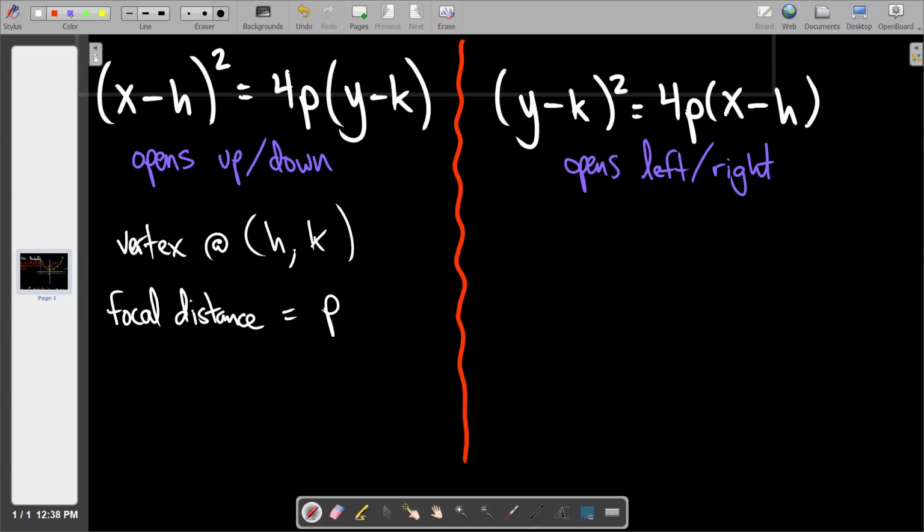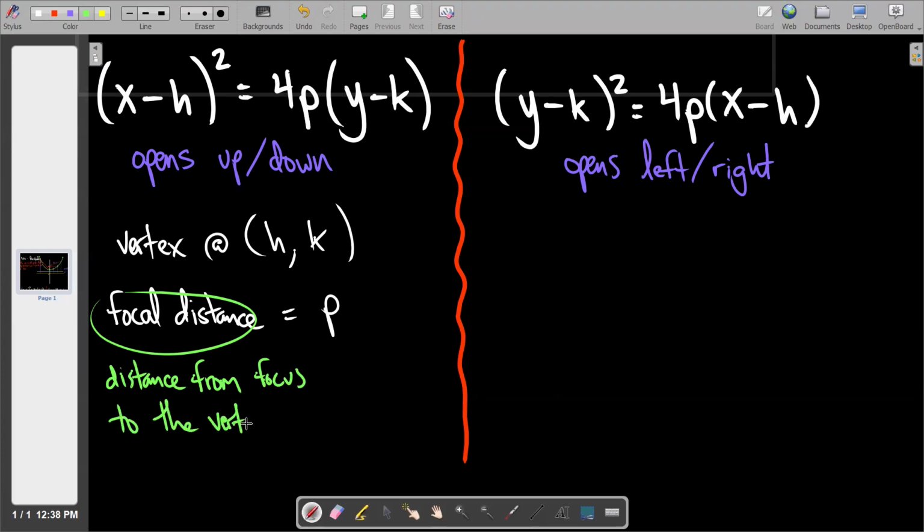And you'll probably want to know right now, what is this man talking about? What is the focal distance? That is the distance from the focus to the vertex. And I would have said the same thing. Based on what I've taught you so far, it feels like maybe it's the distance from the focus down to the directrix, the line. It's not. It's the distance from the vertex to the focus.